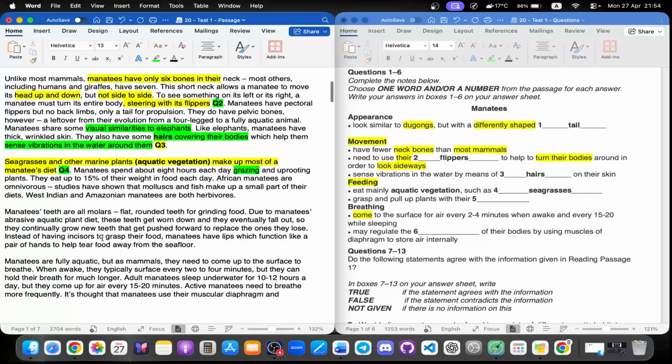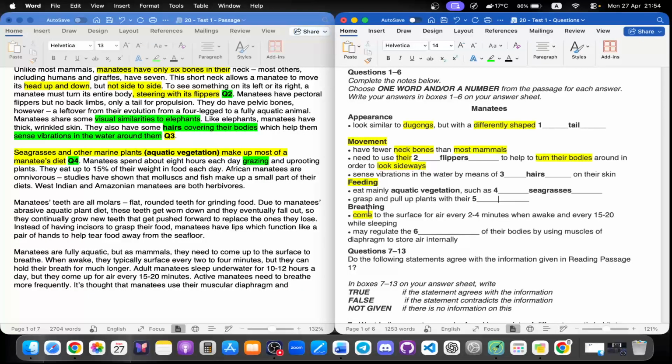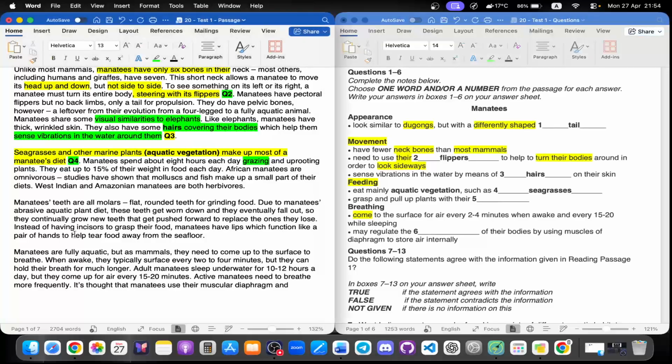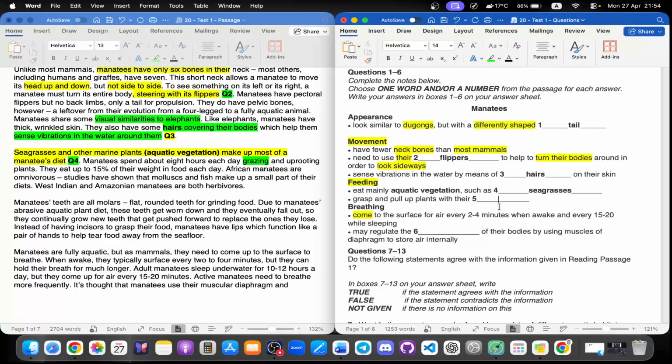So manatees' teeth are all molars, flat, rounded teeth for grinding food. Due to manatees' abrasive aquatic plant diet, these teeth get worn down and they eventually fall out. So they continually grow new teeth that get pushed forward to replace the ones that they lose. Instead of having incisors to grasp their food, manatees have lips which function like a pair of hands to help tear food away from a seafloor. So they grasp and pull up plants with their lips.